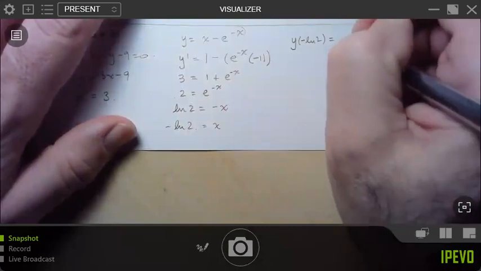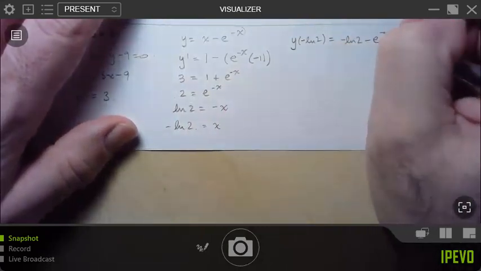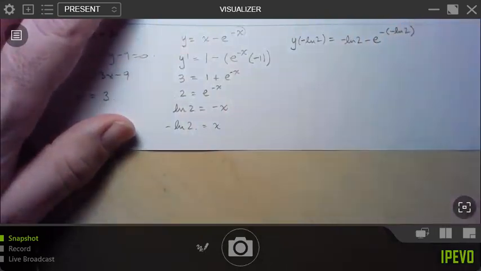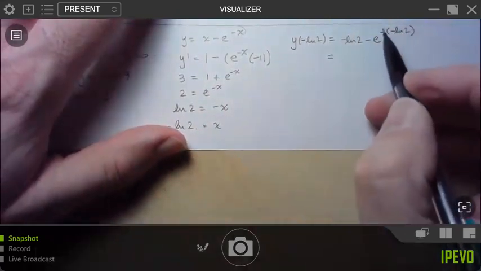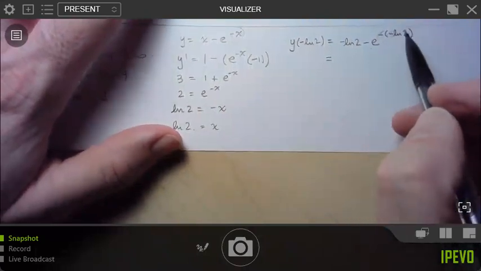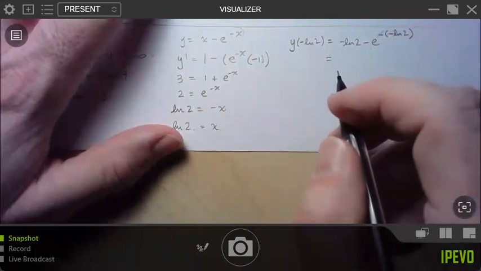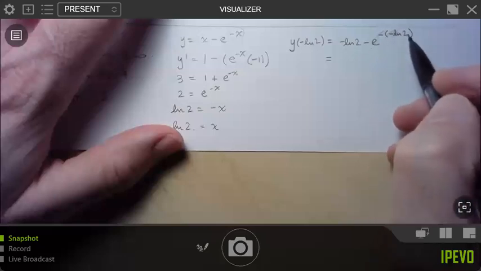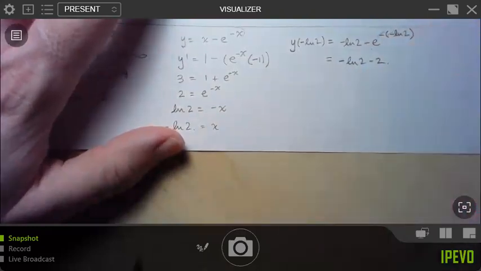It gives me negative ln 2 minus e to the negative of negative ln 2. Okay, and let's see if we can simplify that a little bit. So here, negatives cancel out. And I realize, hey, what's e to the ln 2? These are inverses of each other. So that's just going to be equal to 2. So I've got negative ln 2 minus 2.